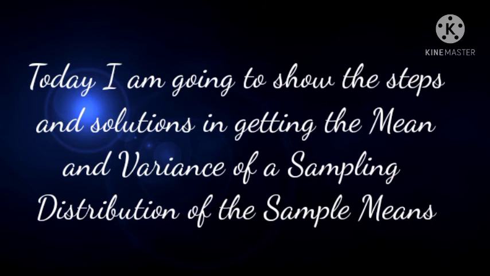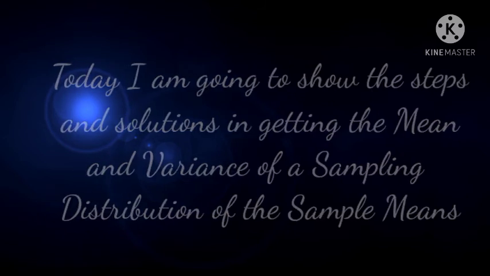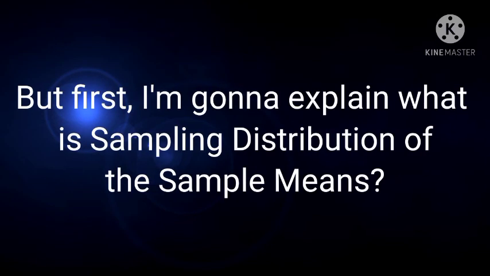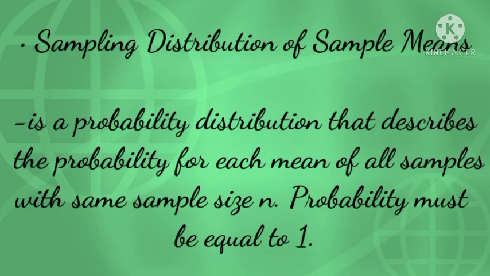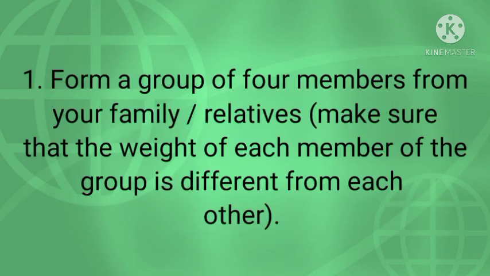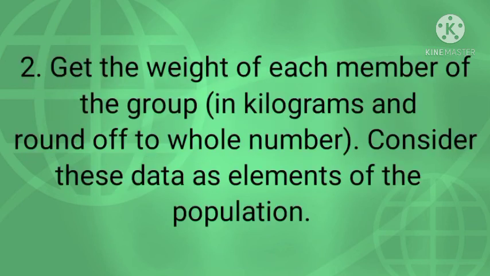So today, I am going to show the steps and solutions in getting the mean and variance of a sampling distribution of sample means. But first, I'm going to explain what is sampling distribution of sample means. Sampling distribution of sample means is a probability distribution that describes the probability for each mean of all samples with the same sample size n. Probability must be equal to 1. So, here are the instructions on getting the mean and variance of a sampling distribution of a sample mean.